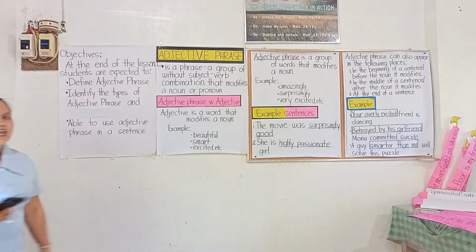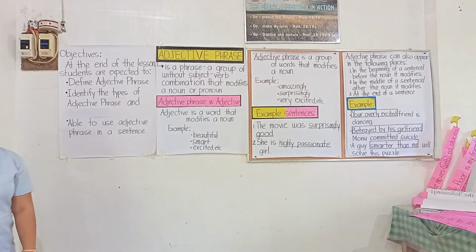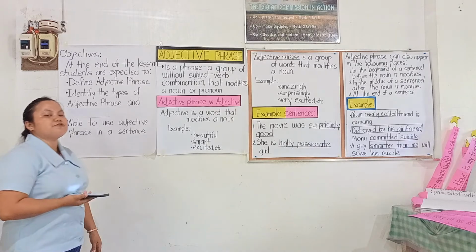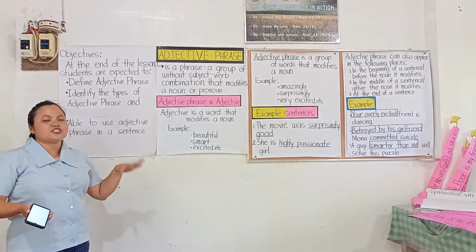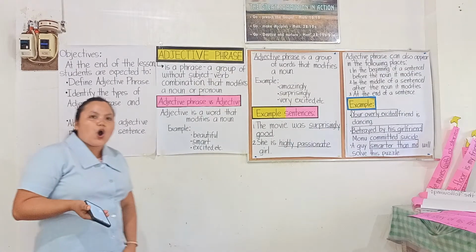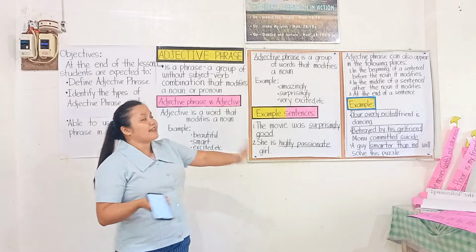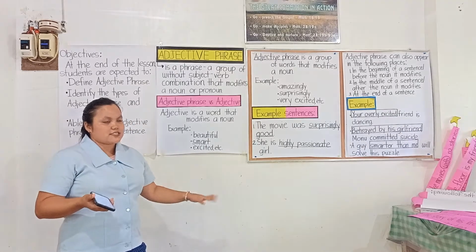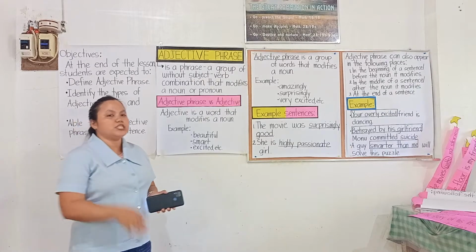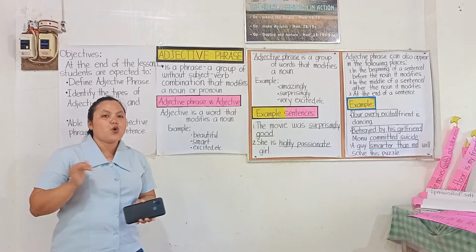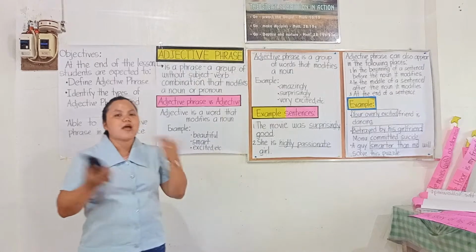Okay. At the end of the lesson, students are expected to first define adjective phrase, identify the types of adjective phrase, and lastly, be able to use adjective phrase in a sentence. Okay, let's define first what is an adjective phrase. Okay, an adjective phrase is a phrase, a group of words with a subject-verb combination that modifies a noun or a pronoun.